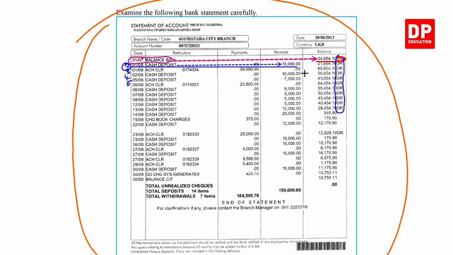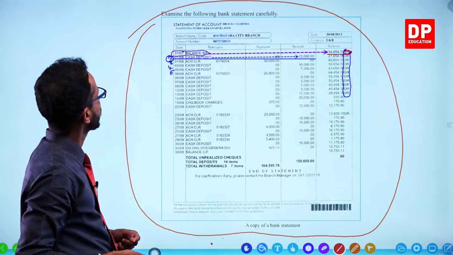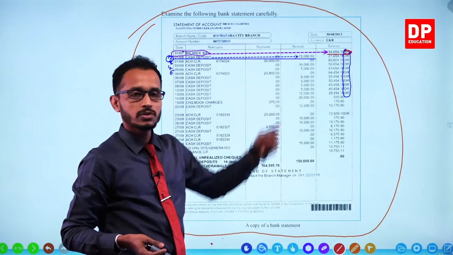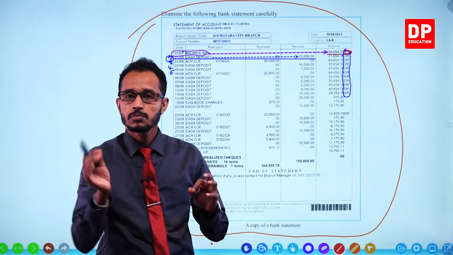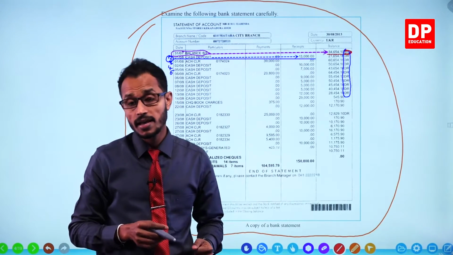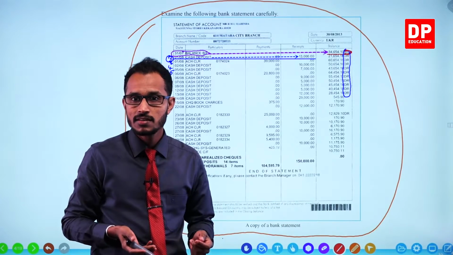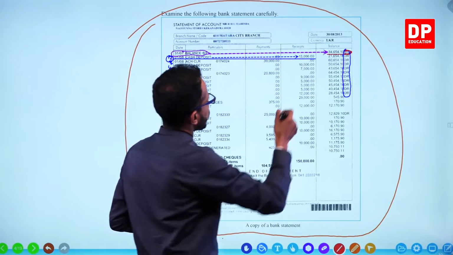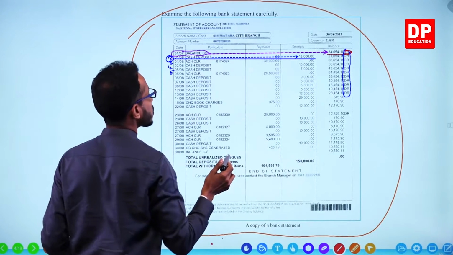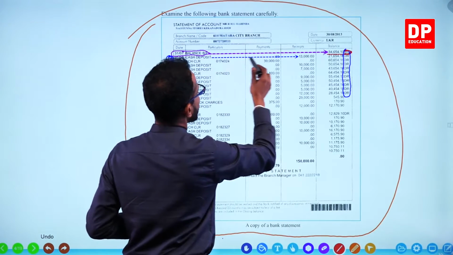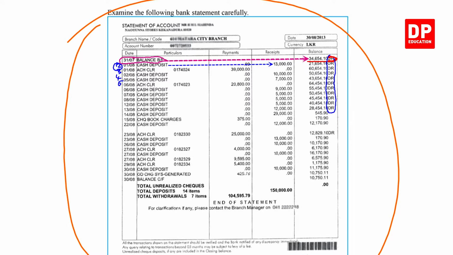How much? 13,000. Cash deposit 13,000. That means we have deposited money in the bank current account, which increases the balance. All right, let's see how much is increased. Cash deposited 13,000 means, yes, of course, the balance should increase by 13,000.